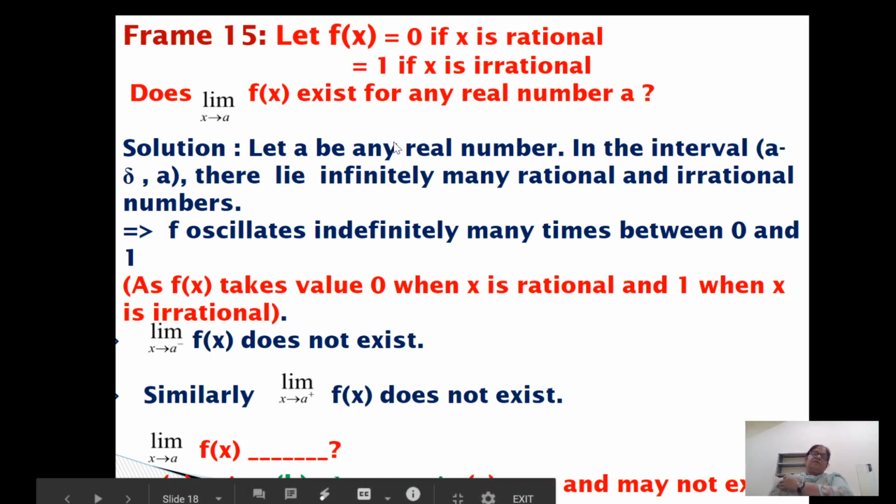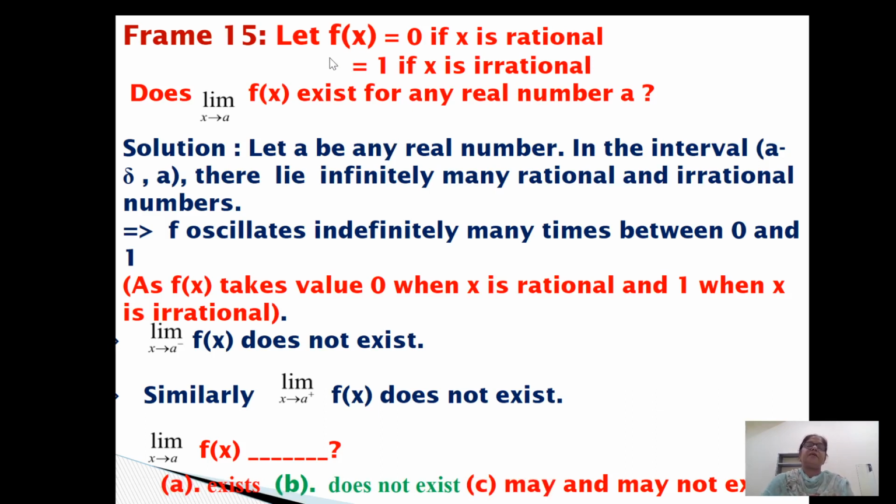Now the last example, let us take, that is a very important example. Let us take f of x equal to 0 if x is rational, and equal to 1 if x is irrational. So we have to check whether the limit of f of x exists for any real number a. Now, the question may be put in a different manner also. The examiner may put 1 here and 0 here. The answer will be almost the same. Only understanding the concept must be very clear to you all.